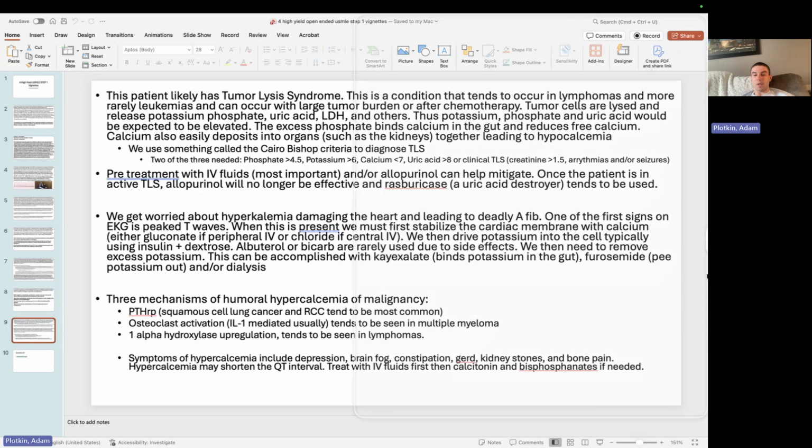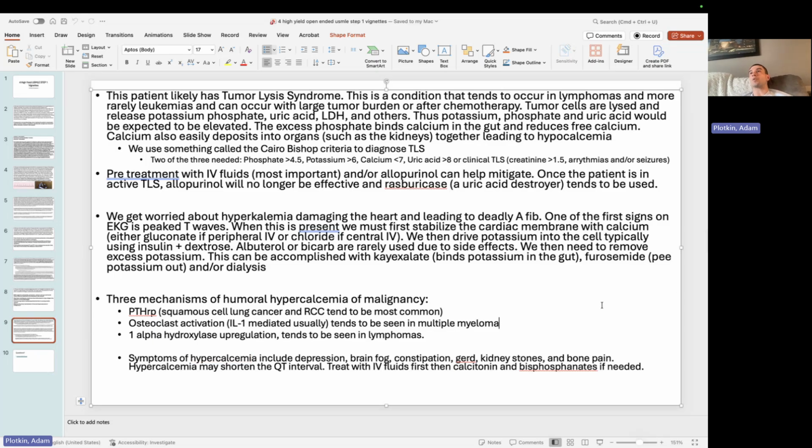So take a screenshot if you need. I didn't really talk about it, but symptoms of hypercalcemia would be stones, bones, groans, psychiatric overtones. So kidney stones, bone pain, constipation, GERD. We also can see depression, brain fog, altered mental status, and then hypercalcemia can shorten the QT.